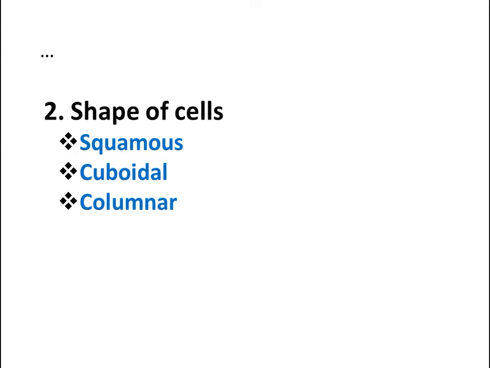Now under the shape of cells, we have the squamous epithelium, or the squamous cells. Squamous simply means the cells appear to be flat, and they look more like scales. If you've seen the scales of a fish, they are flat. And then cuboidal simply means it is cube-shaped, about equal in height and width. And then the columnar means it is taller than wide.